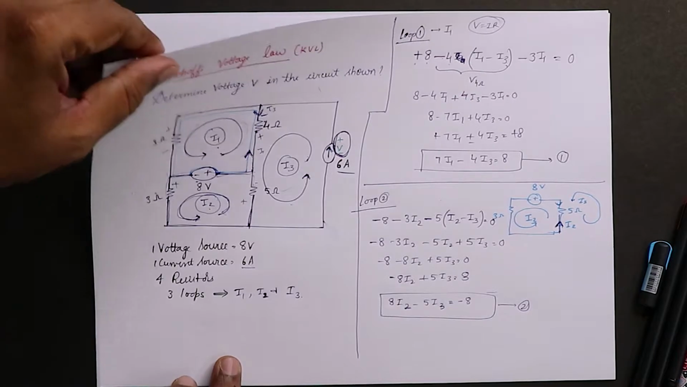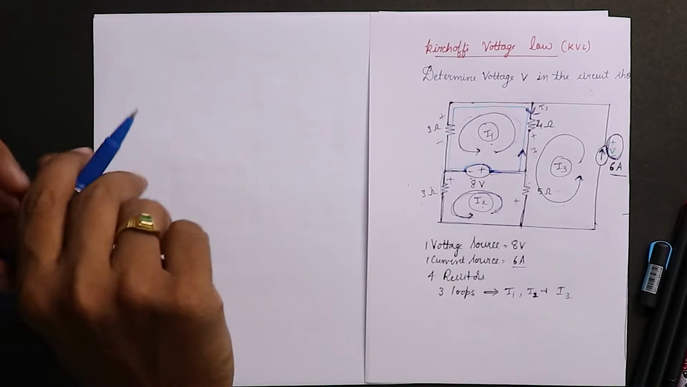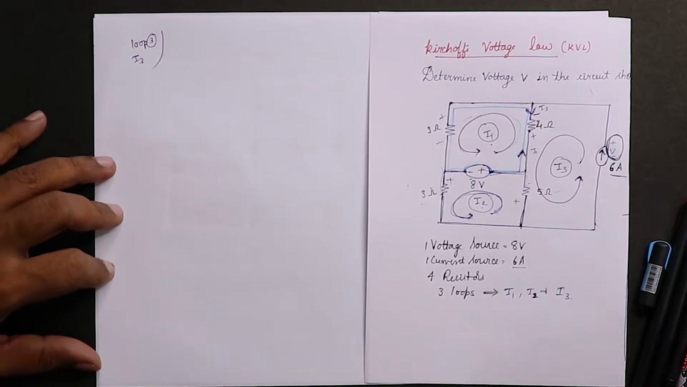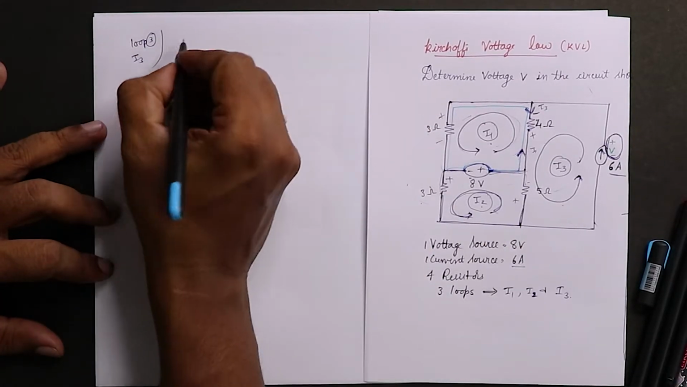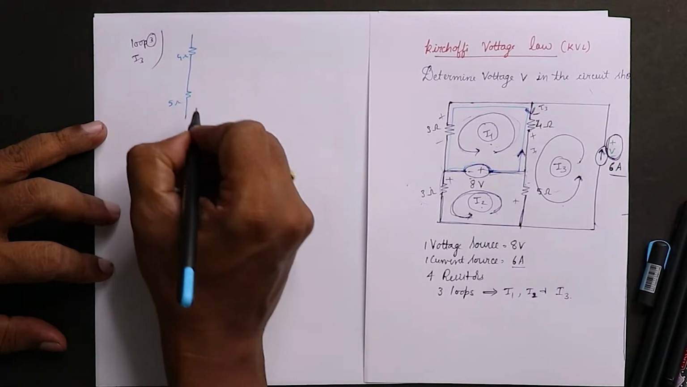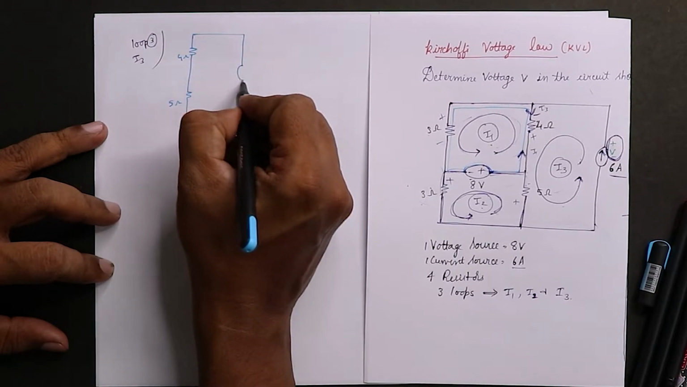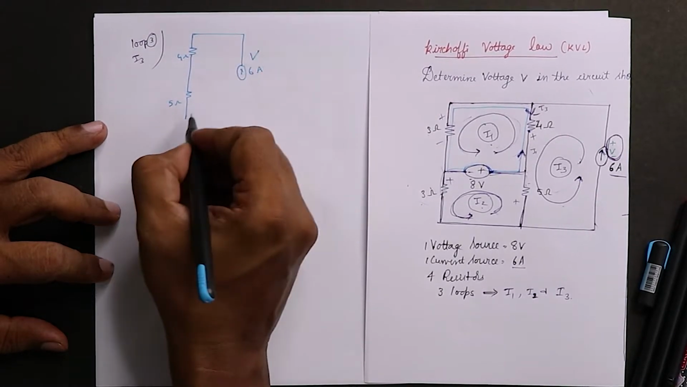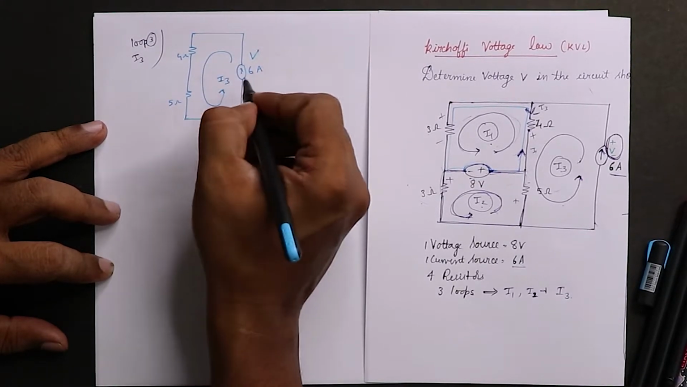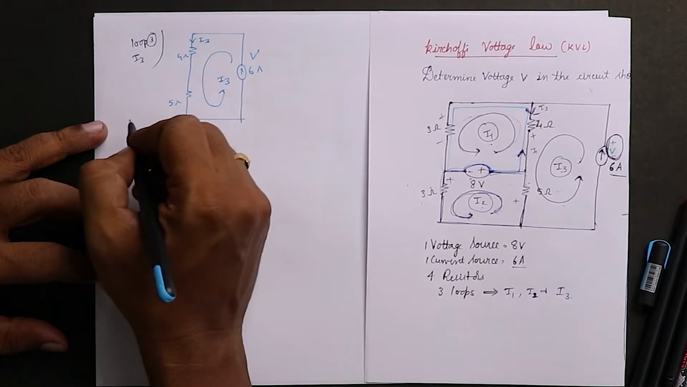Okay, now let me go to the third one. And divide the page and get it to the side, and let me draw loop 3, which is where I have taken I3. So for loop 3, there is a 4 ohm and a 5 ohm. And there is one current source of 6 amps, and you have to find the voltage across it also here. Okay, and the direction is, so I3 is down.